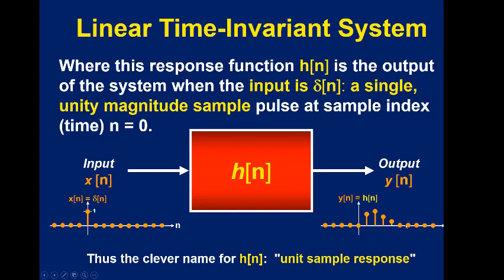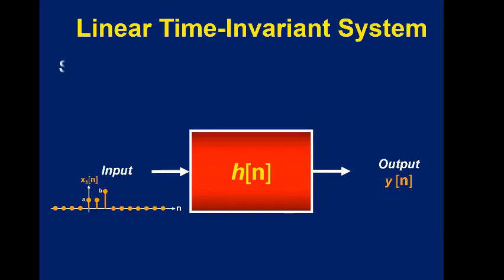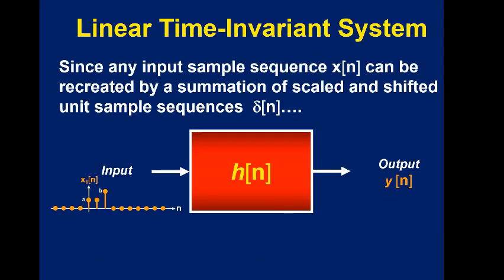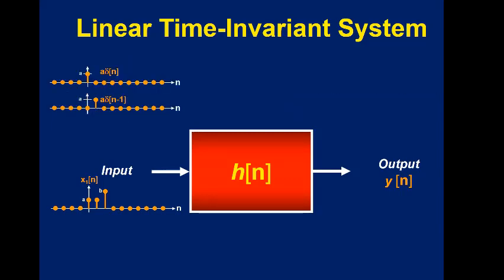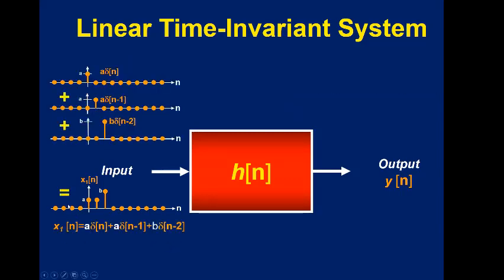And with this response, we can use that information to predict what the system is going to do for any input sequence. Because you give me any input sequence, and I can recreate it with a sum of scaled and shifted unit sample sequences. And you were doing that for homework 1. So if we have a sequence that looks like this, it's 0 up until n equals 0, and then it has 3 samples, A, A, B, and it goes back to 0.